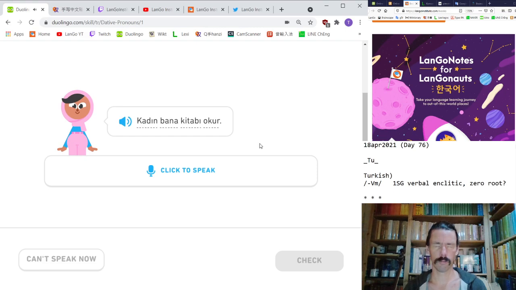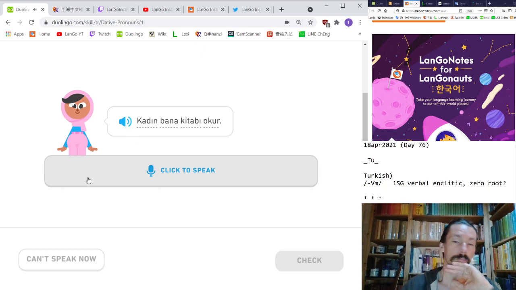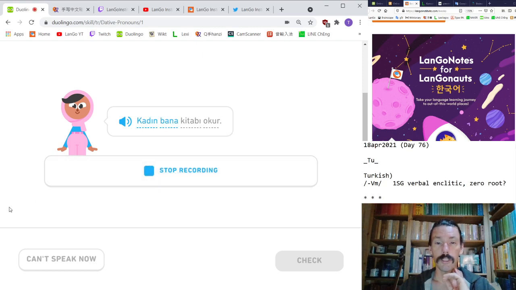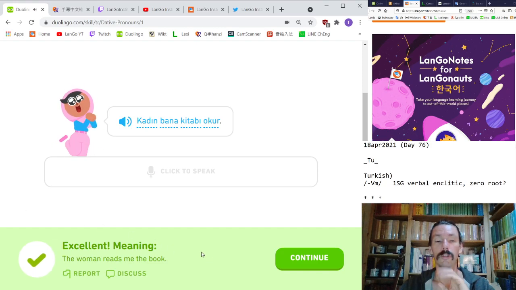Kadın bana kitabı okur. So I hear a preference for high tone on the last syllable of the word kadın. Kitabı okur. The lady reads me the book, definite. Kitabı is accusative. Reads me the book. Exactly.